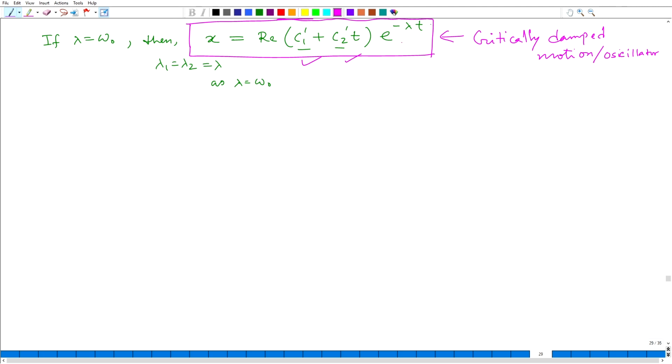Now, before wrapping up this lecture, my question to you to think about is: between over damped and critically damped situations, in which would the displacement decrease the fastest or the quickest?